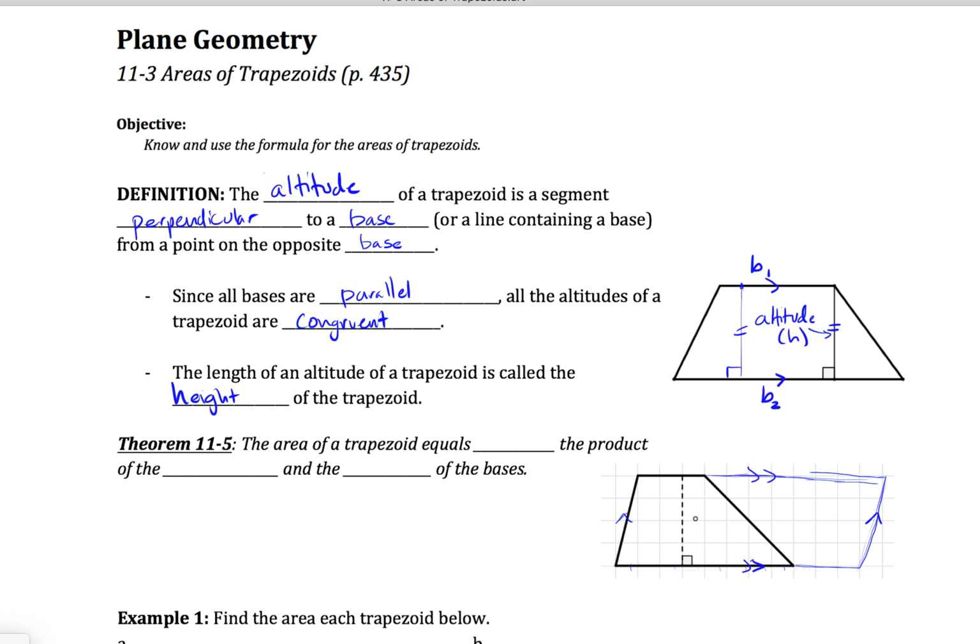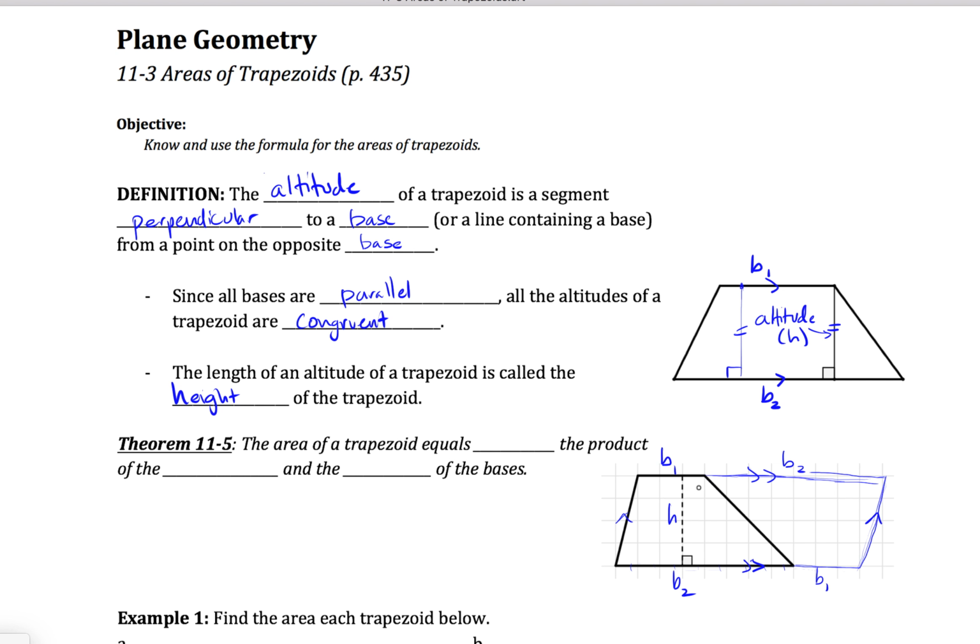Well, if we labeled base 1 and base 2 down here, of course this would also be base 2 and this would be base 1. So this measurement right down here is base 1 plus base 2. And this is, of course, the height of our trapezoid and of our parallelogram. So if I was finding the area of this parallelogram, I would take the height times base 1 plus base 2.